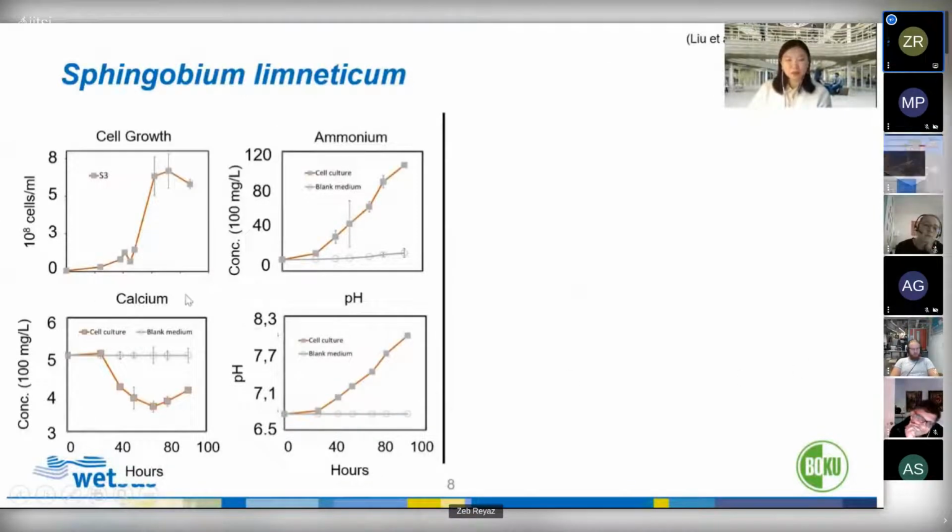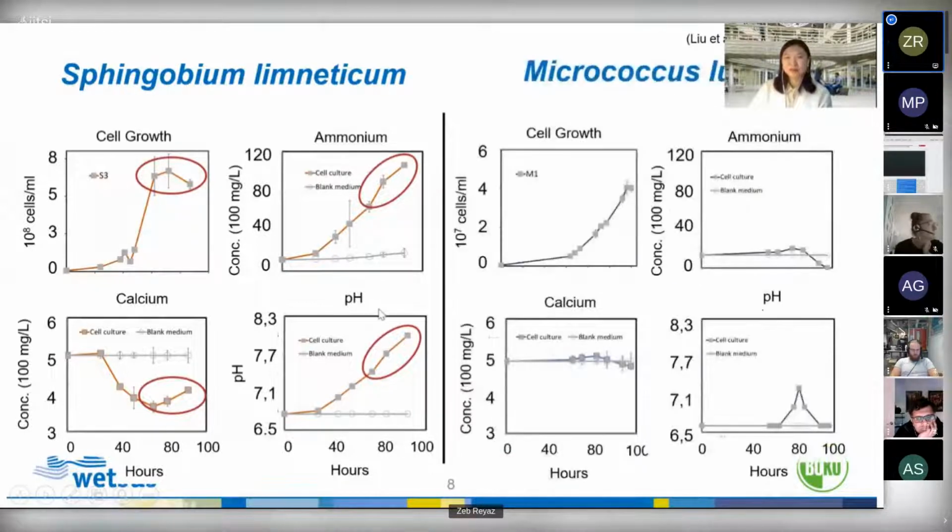So when we look at the chemistry of the bacteria, we see that when the cell is growing, the ammonium is increasing and the pH is increasing because of ammonium, and calcium is getting precipitated. But the precipitation of calcium stops when the cell growth stops, even though the ammonium and pH are still increasing, which means that the amount of calcium that gets precipitated is connected with the cell number instead of with the chemistry in the environment. For Micrococcus, not so much ammonium was produced and the pH did not increase, which really shows that a different mechanism is going on over here.